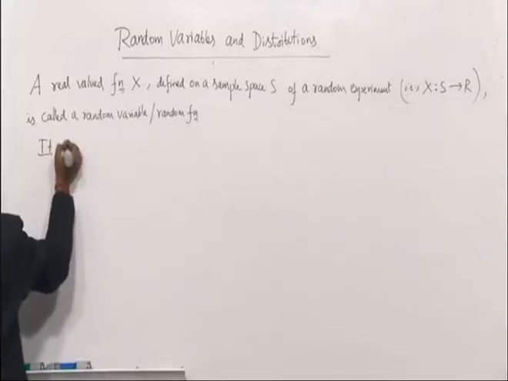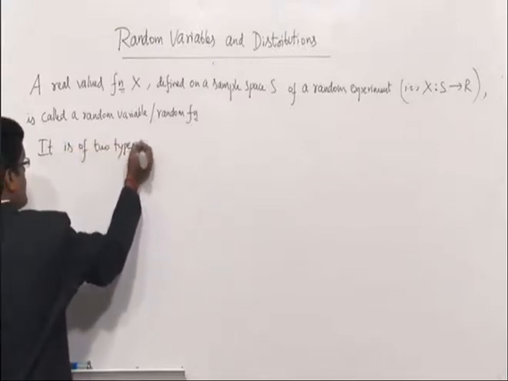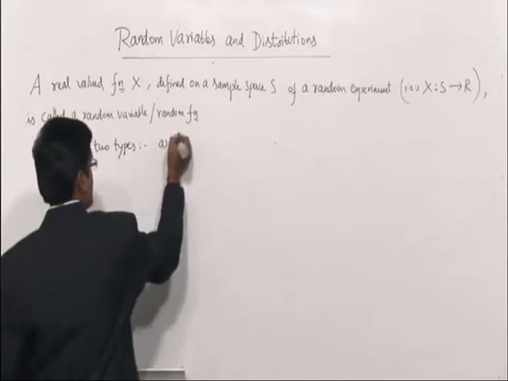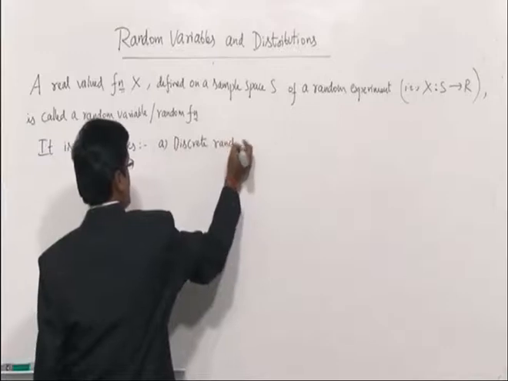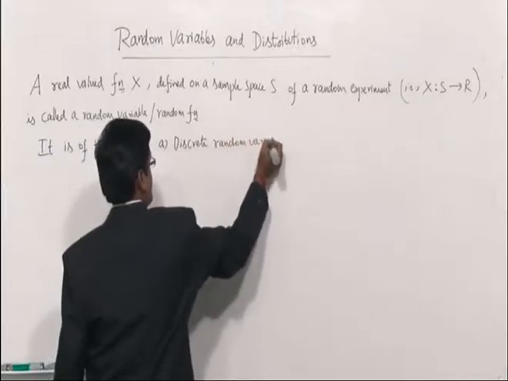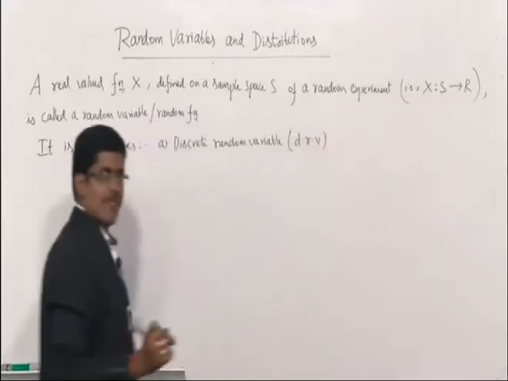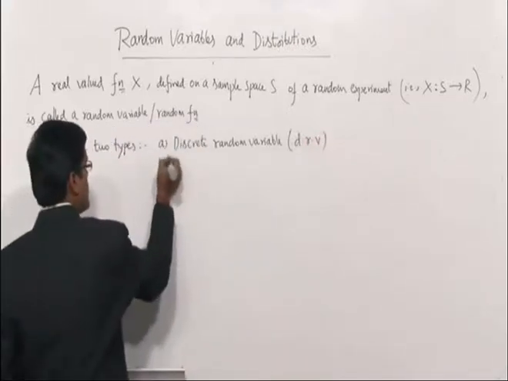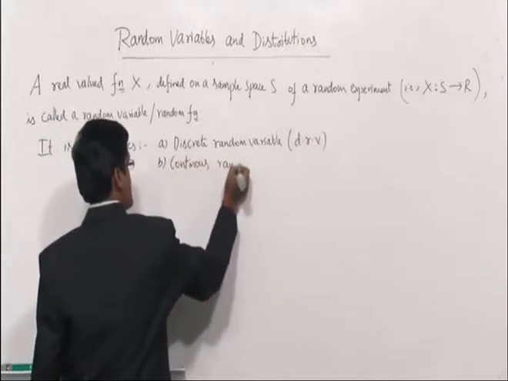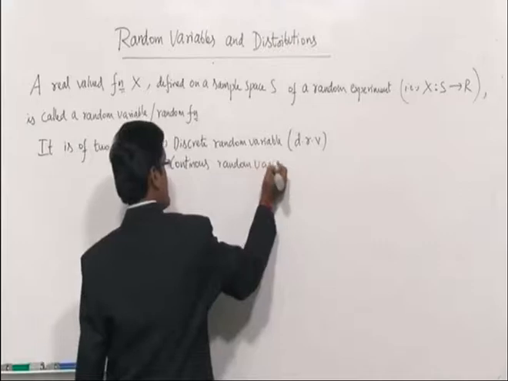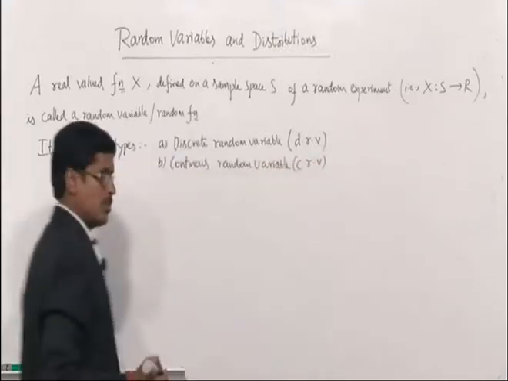It is of two types. A. Discrete random variable, just denoted by DRV. RV means random variable, DRV means discrete random variable. B. Continuous random variable, denoted by the short form CRV.